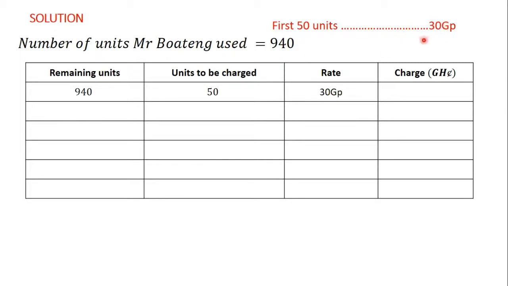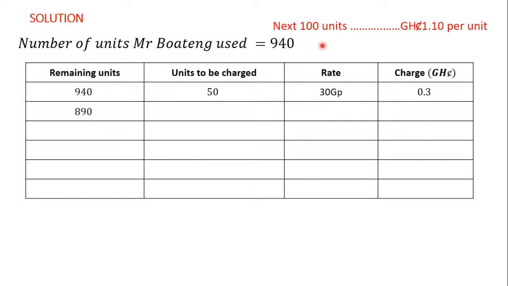30 Ghana pesos here is a fixed rate, meaning that for the first 50 units, Mr. Boateng will pay a charge of 30 Ghana pesos. If you convert 30 Ghana pesos into Ghana cedis, we will have 0.3. We convert it into Ghana cedis because the charge we have here is in terms of Ghana cedis. Let's move on to the next group. But before that, we will have to find the remaining units. The remaining unit will be equal to 940 minus 50, and that will give us 890.